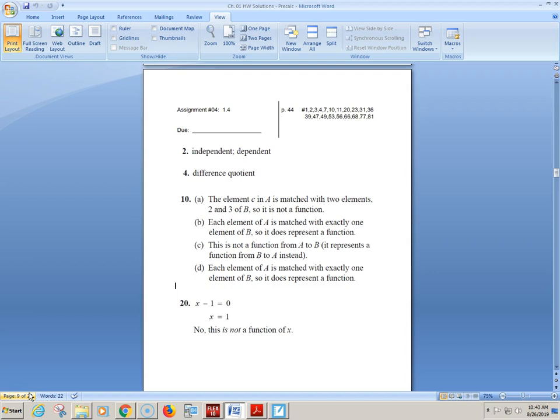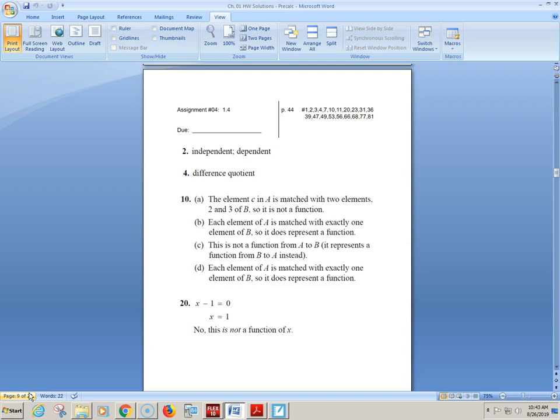Alright, you guys are grading 2, 4, 10, 20. Independent, dependent, you should have some descriptors as to what's going on. Number 4, the difference quotient. That nasty formula. Number 10 is a no. I think it's no, yes, no, yes. Yep. Not a function, yes, a function, not a function, yes, a function.